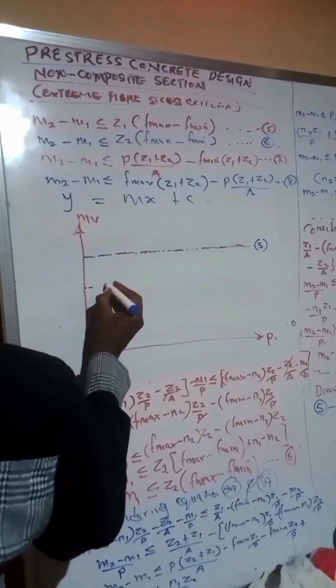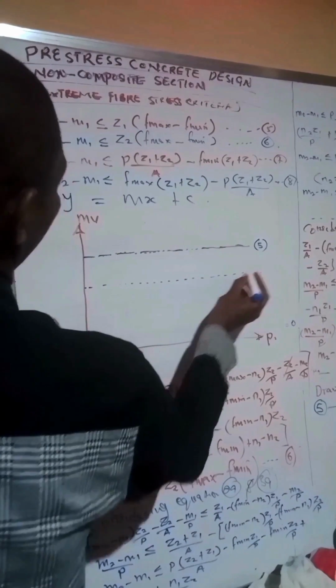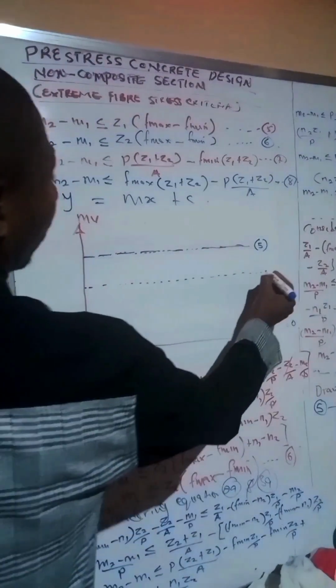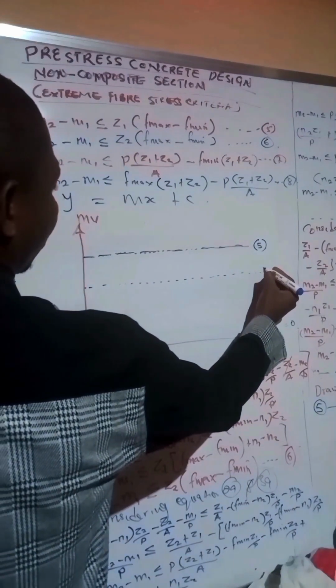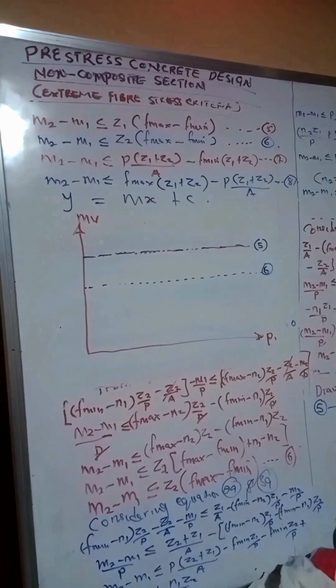Below it we'll have equation number 6. Okay, so let's call this equation number 6, the graph of equation number 6. So we'll have a graph of equation 5 and 6.